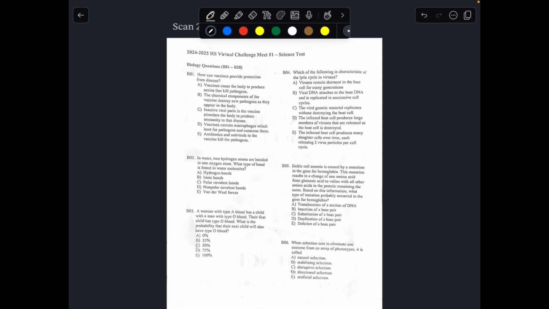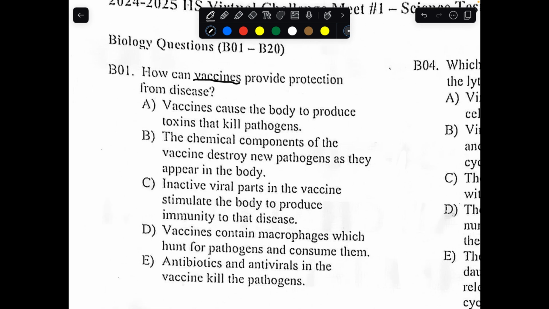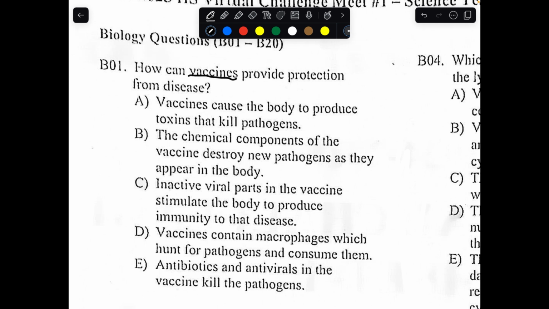Number 1. How can vaccines provide protection from disease? So what exactly does a vaccine do to the human body? When you inject a vaccine into your bloodstream, vaccines contain deactivated antigens. So I'll just draw them out. If the circle is an activated one, it will attack and cause a bad reaction, an inflammatory reaction, for example, in the human body. A deactivated one is just completely damaged. It's dysfunctional and will not have the same impact on the body.